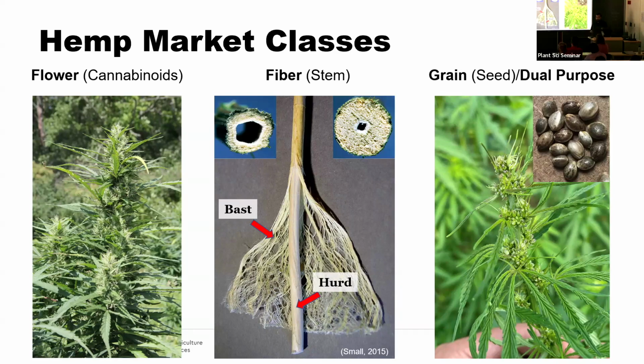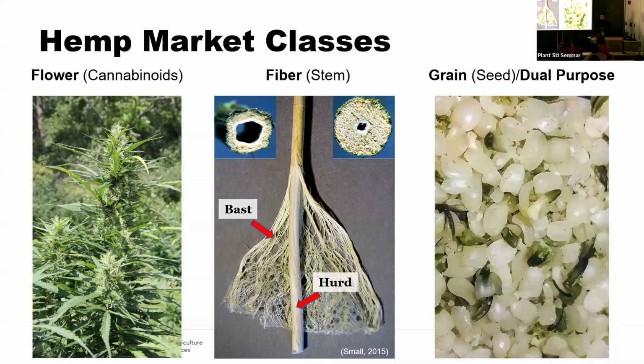From this biomass that is accumulated, we can remove the bast from the hurd to maximize the bast production for textiles, or the hurd production if the intent is for construction materials. And lastly, we have the grain. Another market class that is embedded in it is the dual purpose, which stands for production of the grain and the stalk. So you harvest the inflorescence and then you harvest the stalks at the end, so you can get fiber and grain as well.